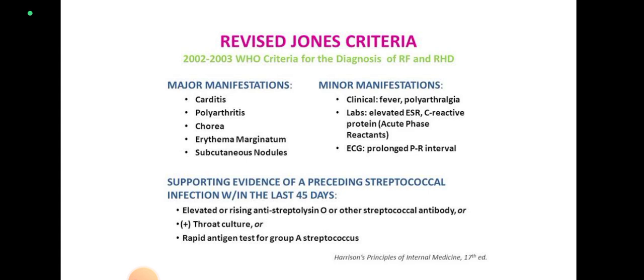The major manifestations are carditis, polyarthritis, chorea, erythema marginatum, subcutaneous nodules. Minor manifestations are clinically fever, polyarthralgia. Lab investigations include elevated ESR, C-reactive protein, and ECG shows prolonged PR interval. Supporting evidence of a preceding streptococcal infection within the last 45 days is shown by elevated or rising anti-streptolysin O or other streptococcal antibody or throat culture or rapid antigen test for group A streptococcus.